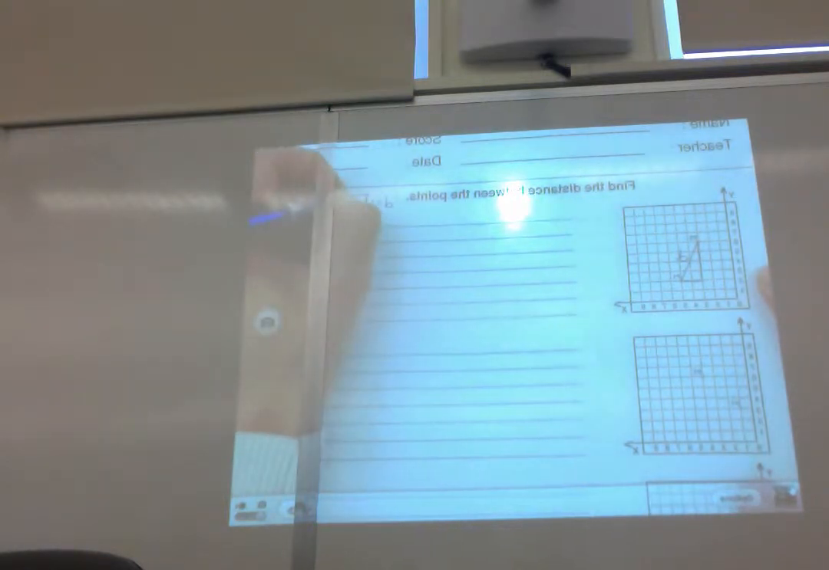In that distance formula, we ended up seeing that y2 minus y1 squared.